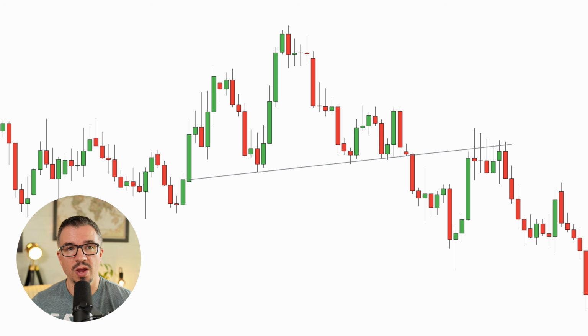And the other issue with that is that it kind of flies in the face of what a stop loss is supposed to do, right? A stop loss has two primary jobs. The first one is to protect your capital. The other one is to tell you if a pattern is no longer valid.